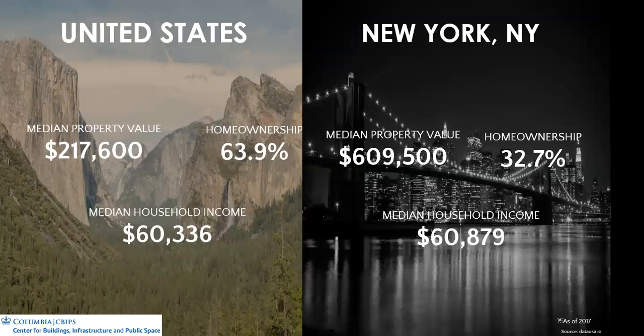So next we come over to New York. Again, compared to the United States, similar median household income. Property values are higher at $600,000, not as bad as San Francisco, and home ownership is 32.7%. Next slide.